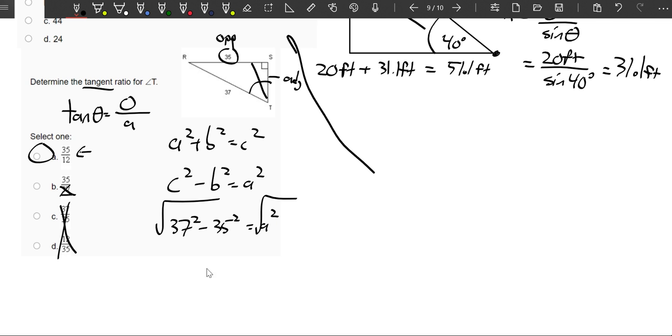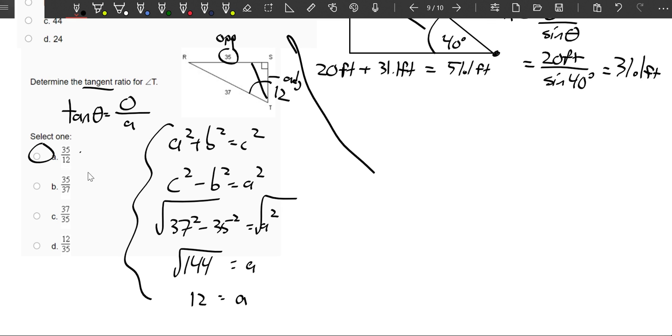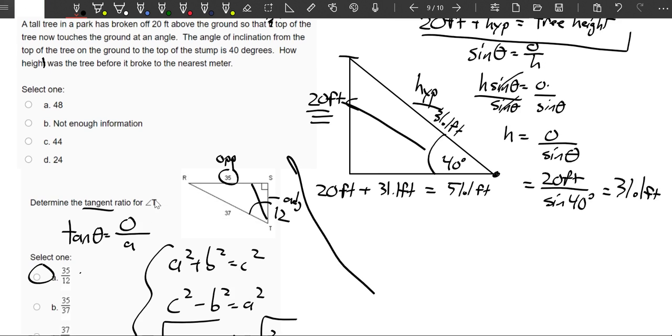Take the root of both of these sides. If I take 37 and I square it, subtract 35 squared, I get 144. And root 144 is 12. So, yes, it was 12. Great. So this one here works out. 35 and the adjacent side is 12. This was all really not necessary because this was multiple choice, but it's good to check things out anyway.